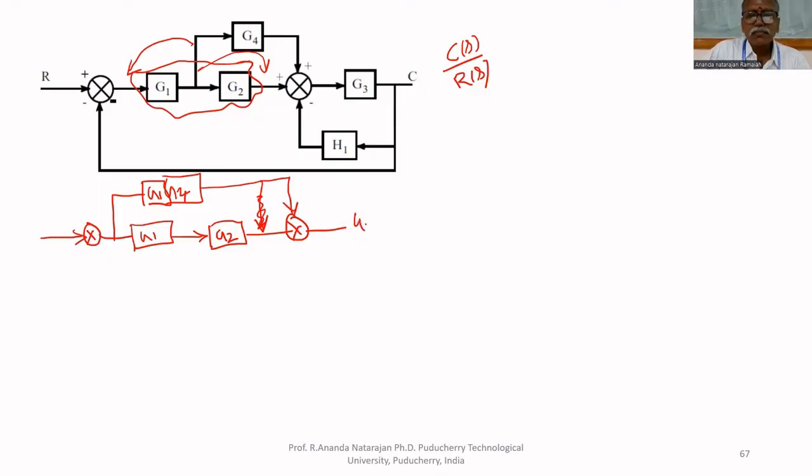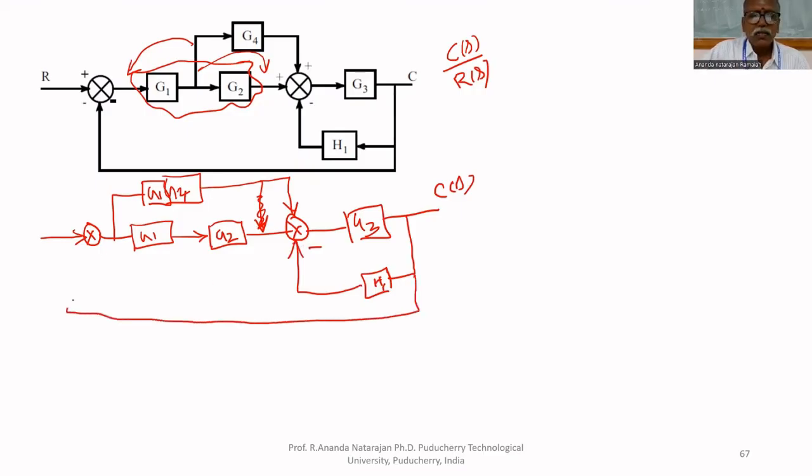Then G3 is there. C of S and H1 is there. This is a unity feedback. Gain is unity, no amplification. This is a minus sign. So these two can be multiplied together. That's why G1, G2 can be written. In the next diagram, you have to write G1, G2.